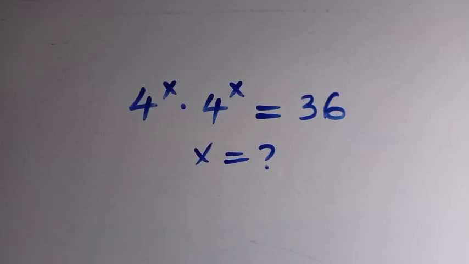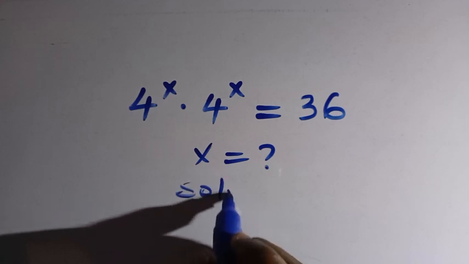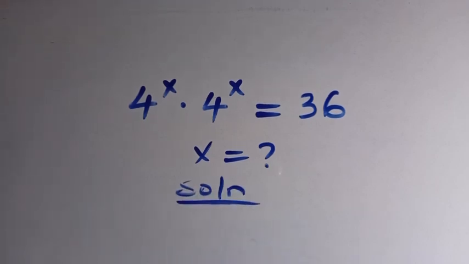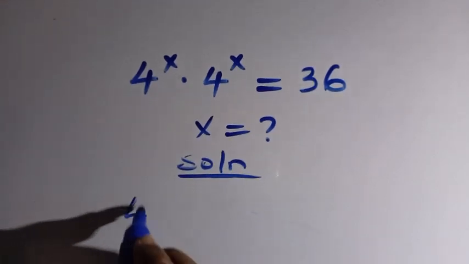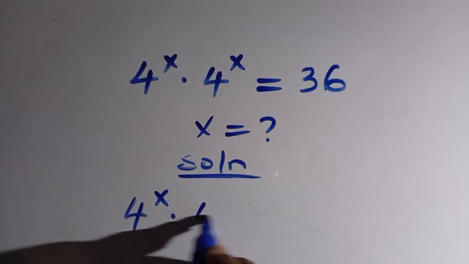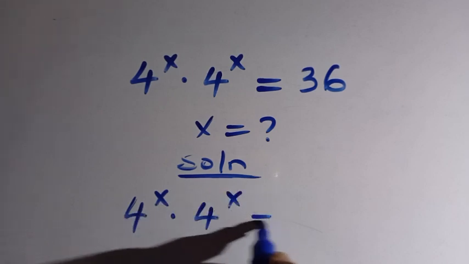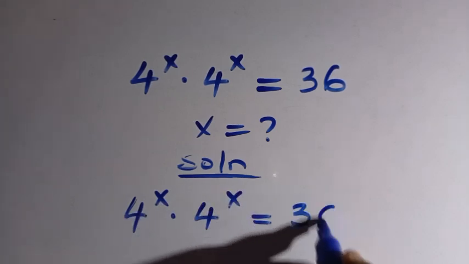How to solve these nice exponential equations? We have 4 power x multiplied by 4 power x equals 36. So to solve this, we consider the solution from here. From the given question, we have 4 power of x multiplied by 4 power of x, and this equals 36.